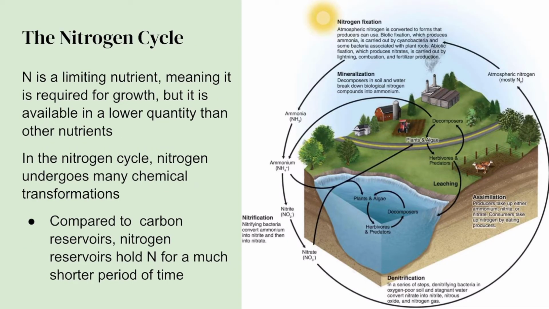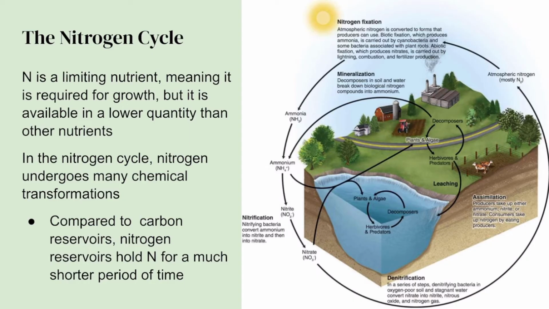So the second cycle that we're going to talk about today is the nitrogen cycle. Nitrogen is really important to living things as well. It's used to form amino acids and also used to form nucleic acids. So nitrogen is a huge part of your DNA, your RNA. Nitrogen is also a limiting nutrient. That means it's required for us to grow.